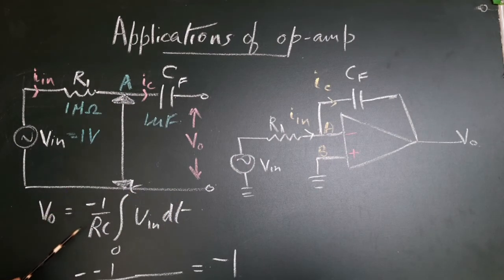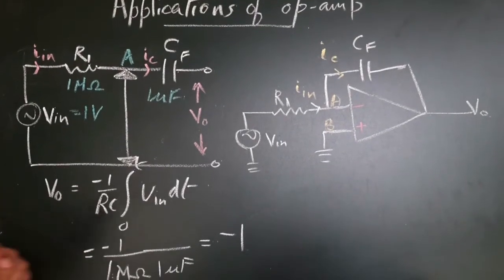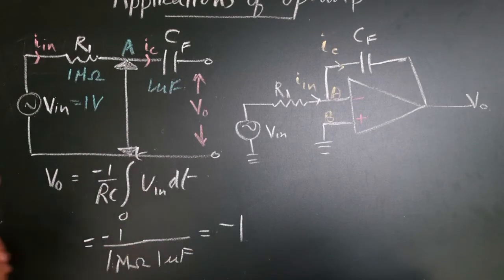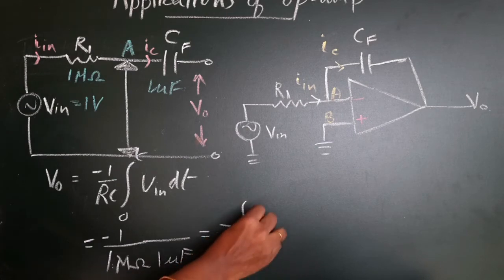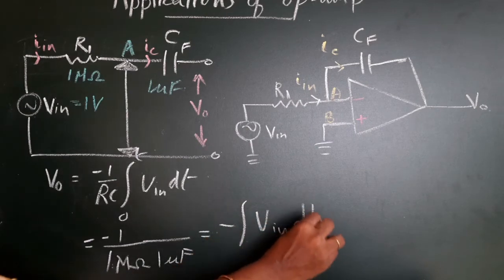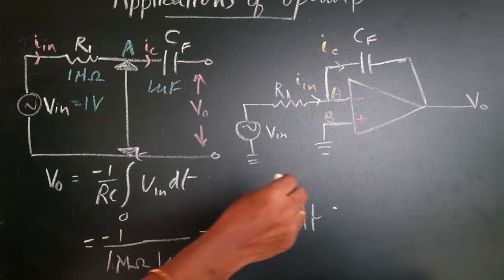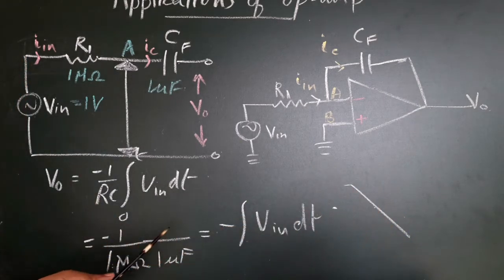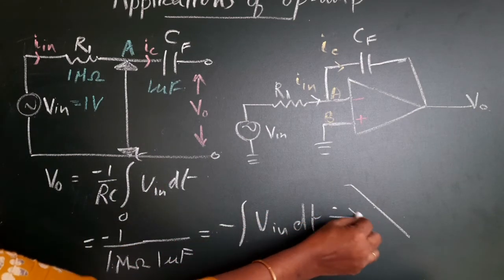So let us substitute the values. R is 1 megaohm, C is 1 microfarad. So V out would be minus, the constant value or the scale factor would be minus 1 from this. So minus 1 integral V in dt. So as said, since this is a constant DC input voltage, the output will be a ramp with a slope given by minus 1. The slope will be minus 1 for this output.